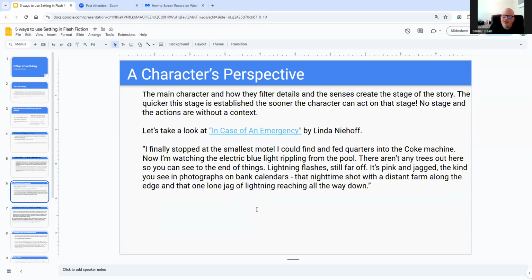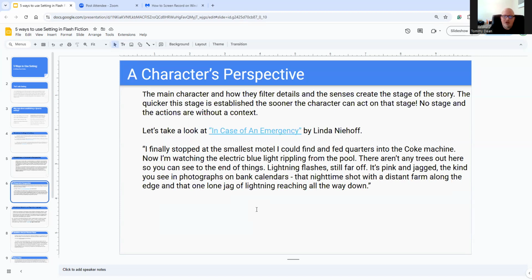I love that they are not going to the front desk, they're not signing in, they're not asking if there's any room. Like, all of this is pretty typical. I love how Niehoff here skips right to the moment of a character doing an action that's a little bit different than what we would expect.